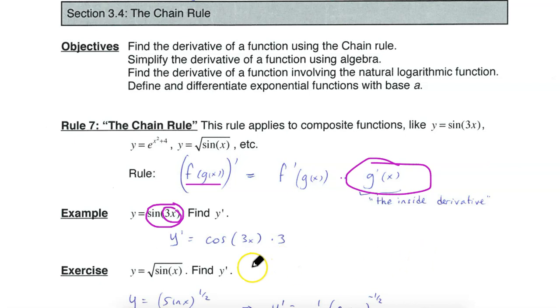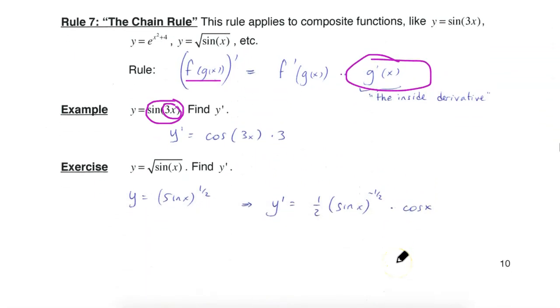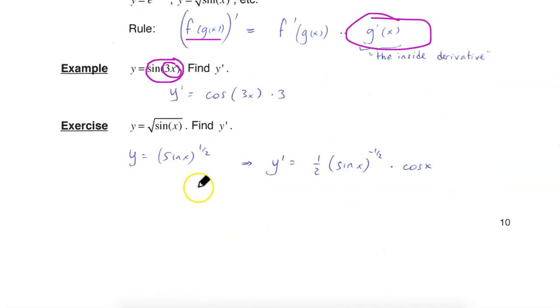Second example, what's the derivative of the square root of sine x? Again, we're first going to rewrite this as sine x to the power of 1/2, so we can use the power rule. The 1/2 is outside, and the inside function is sine x. So first, let's take the derivative of the outside. It's going to be 1/2 times whatever was inside to the power of 1/2 minus 1. And then we multiply with the inside derivative. So here's the answer. There's not much we can simplify.